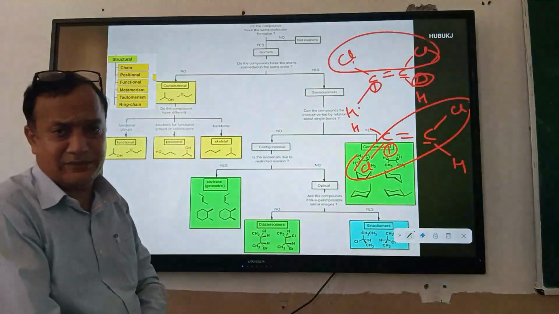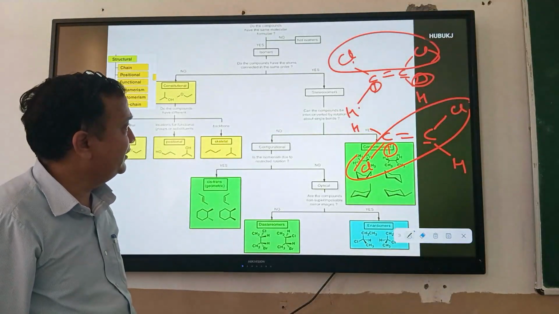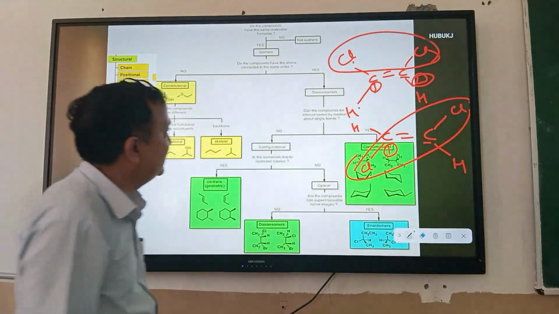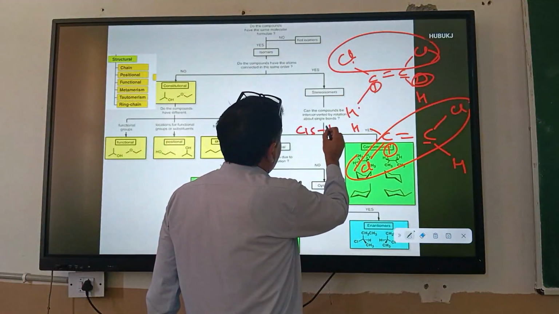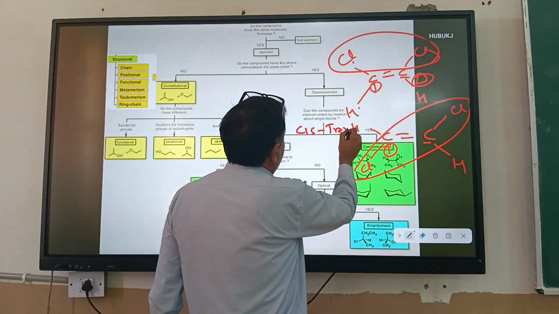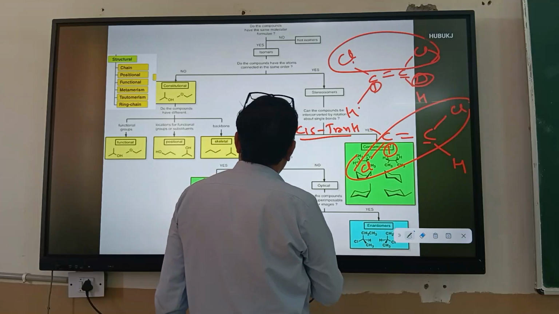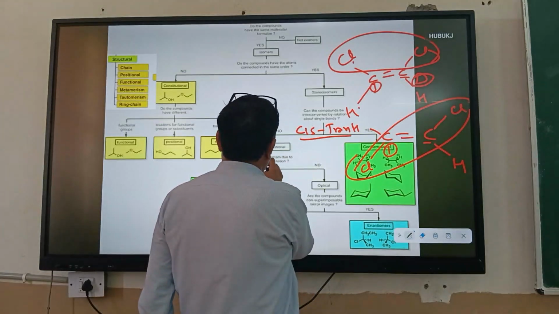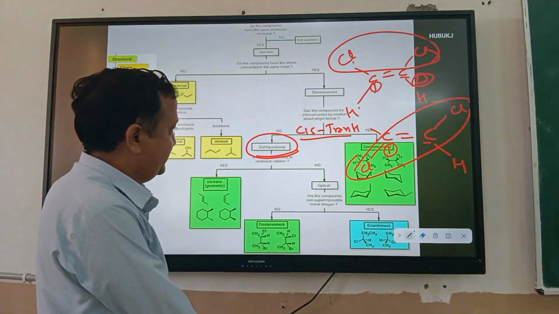The connectivity remains the same, and such isomers are known as stereoisomers, where the cis and trans forms exist. These isomers are known as configurational isomers.